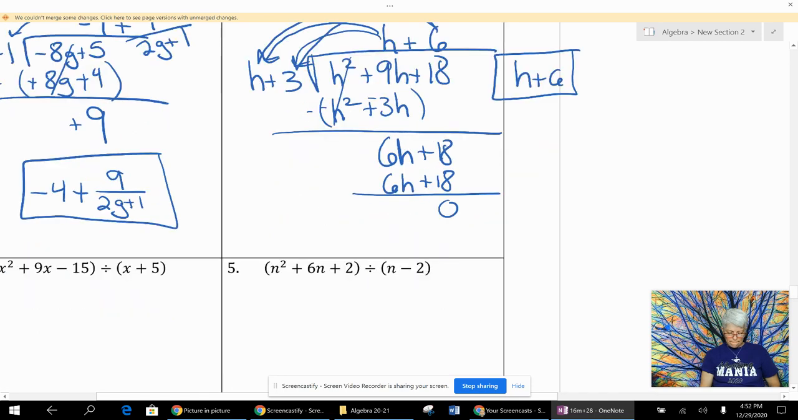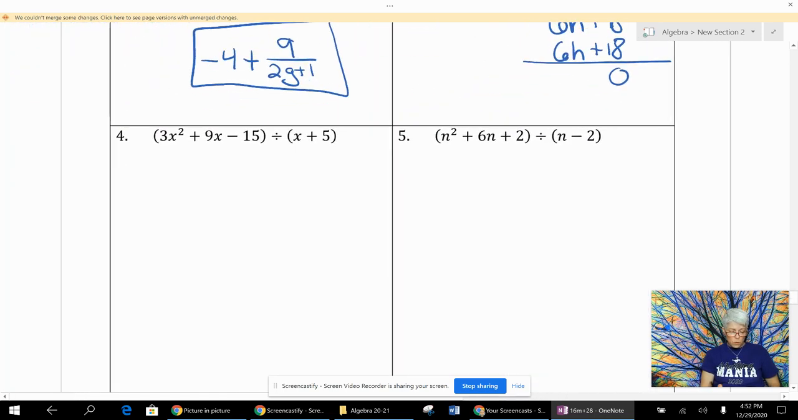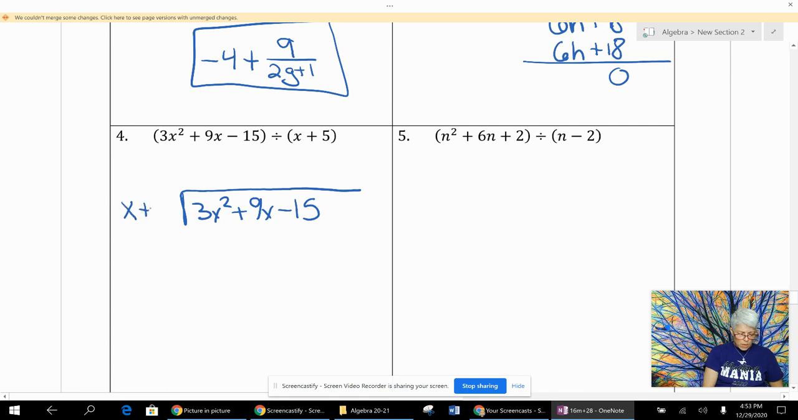All right. We're going to do one more, and then I'm going to quit. 3x squared plus 9x minus 15 over x plus 5. Now, I'm going to recommend to you that you pause the video right now and go ahead and work it out. Work it out and then turn it back on. Pause right now. Okay, back at you.